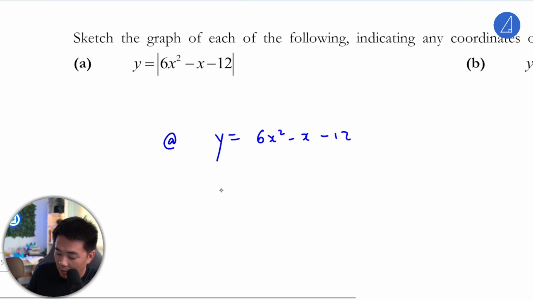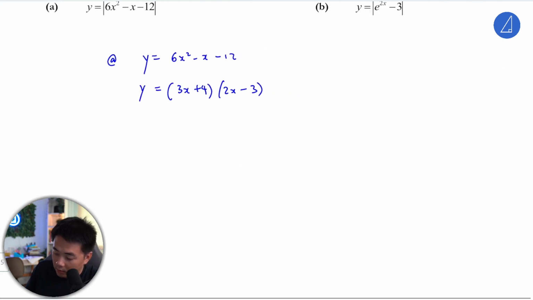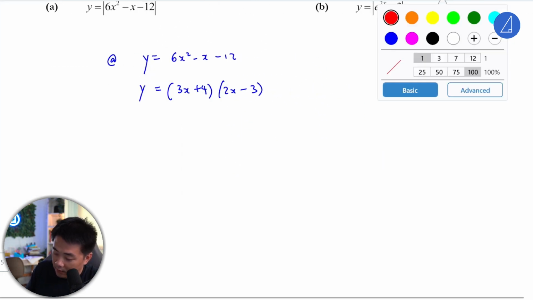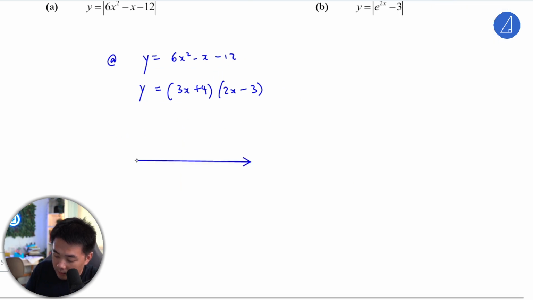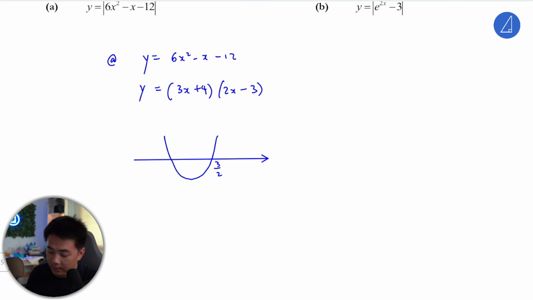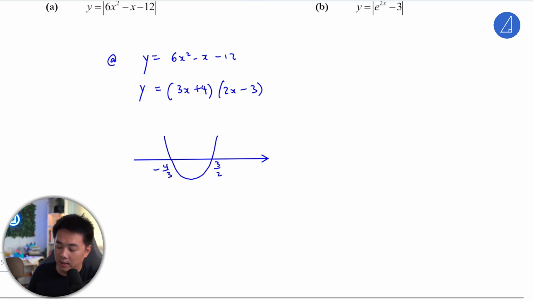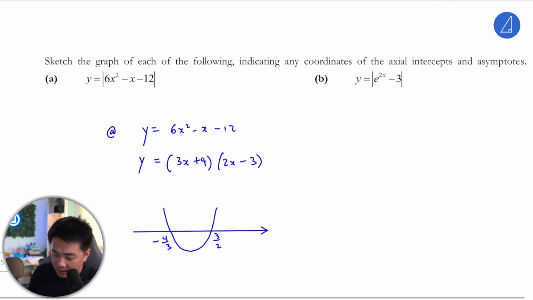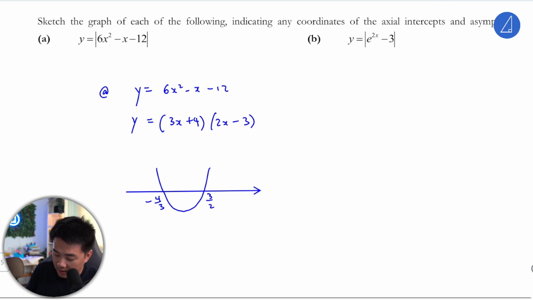So this graph here, we know that when y is 0, this could be expressed as (3x + 4)(2x - 3). So to sketch this graph, I draw the axis here, then we know that it will cut at 3/2, which is 1.5. Then there will be negative 4/3 here, right? So that's that. After which, when x is 0, y is negative 12. So basically it will be here, roughly in the middle.